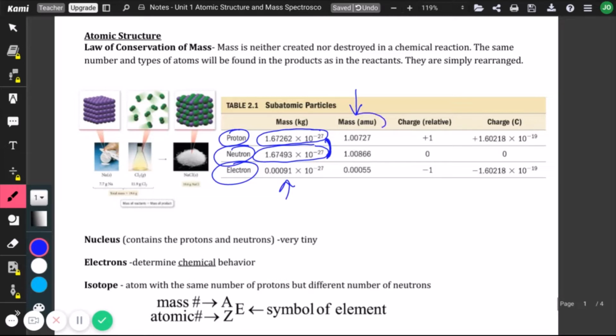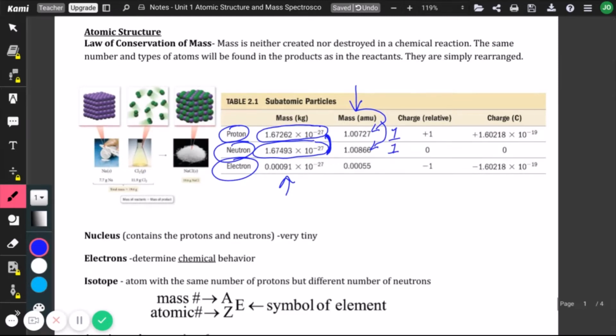If you notice, technically, your protons' and your neutrons' masses aren't the same, but they're so close that the difference is negligible, and so we don't even worry about it. And a lot of times we'll just say that protons have a mass of 1, neutrons have a mass of 1, and then electrons, it's an extremely small number, so we say it's got a mass of 0.